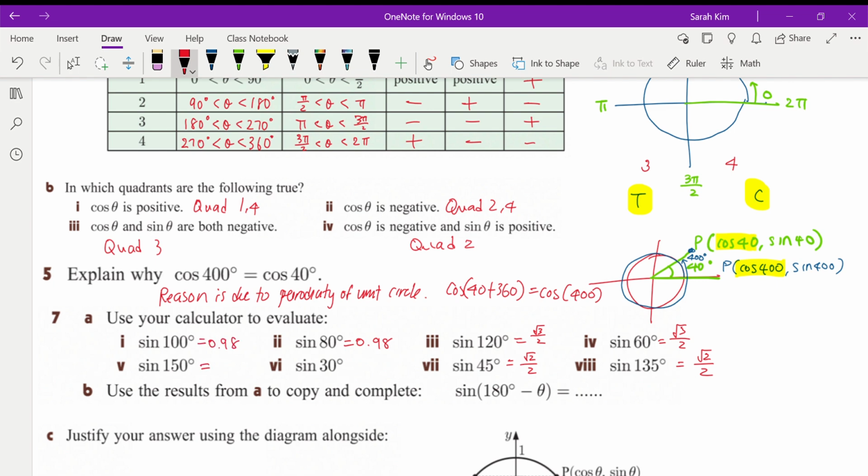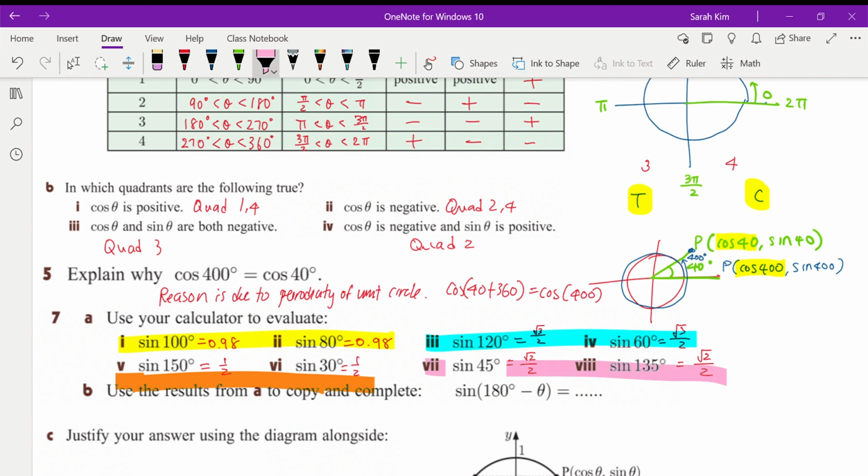Okay, I'm seeing some pattern. Hopefully you are too. Okay, let's have a look. So as you can see, these have the same answer. Different colours. These have the same answer. These have the same answer. These have the same answer. Well, what can you tell?